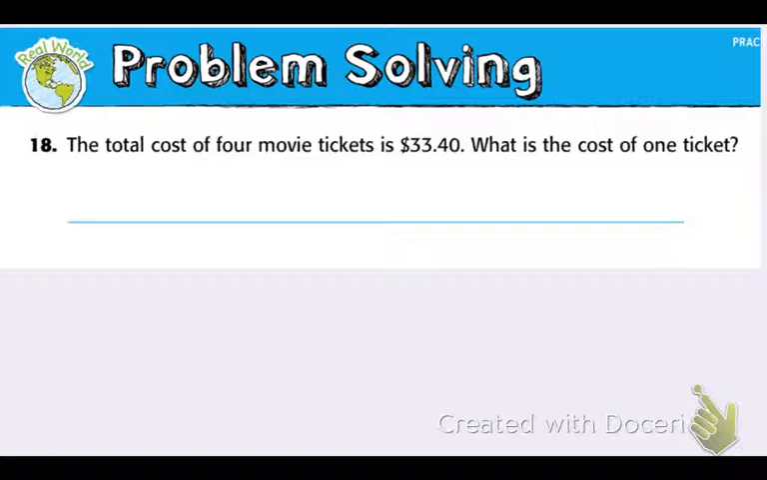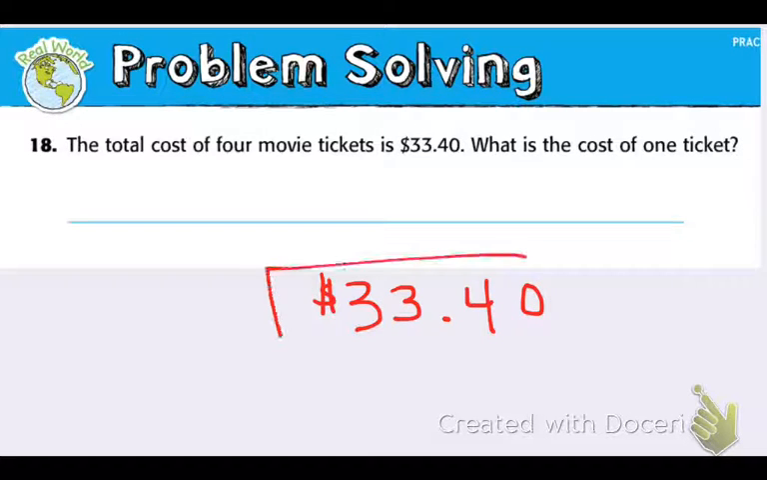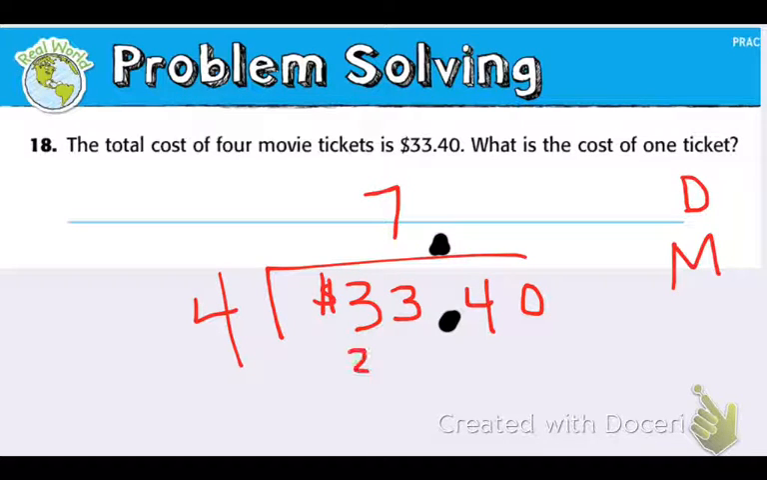Number 18, problem solving. The total cost of 4 movie tickets is $33.40. What is the cost of 1 ticket? Well, that's the price of 4. So step 1, bring your decimal up. How many times will 4 divide into 33? Well, that's going to be 7 times. What is 4 times 7? Well, 28. I can subtract. See what's left over. I have to borrow. 13 minus 8 is 5.